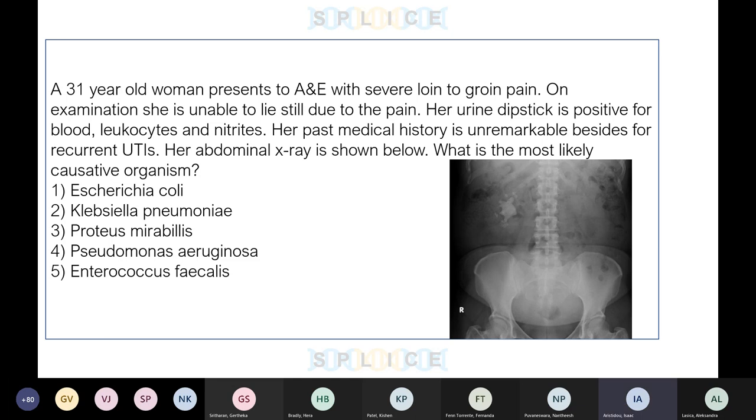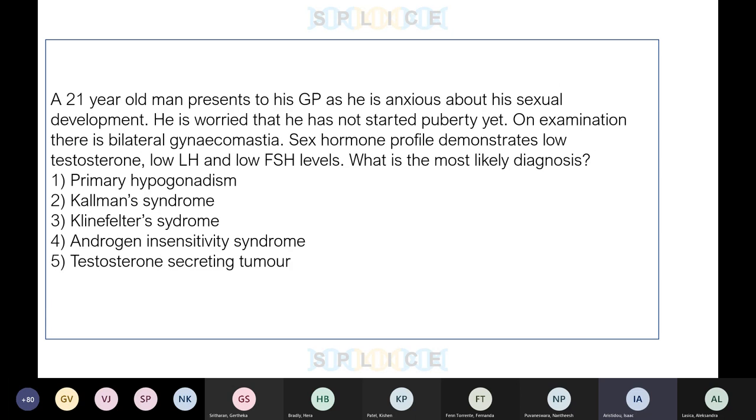Yeah, nice. It's one of those that you either know or you don't. But UCL love this. So that's a staghorn calculus there. Proteus is associated with it. You know that now, or you already knew it, to be fair. I'll answer that question at the end.